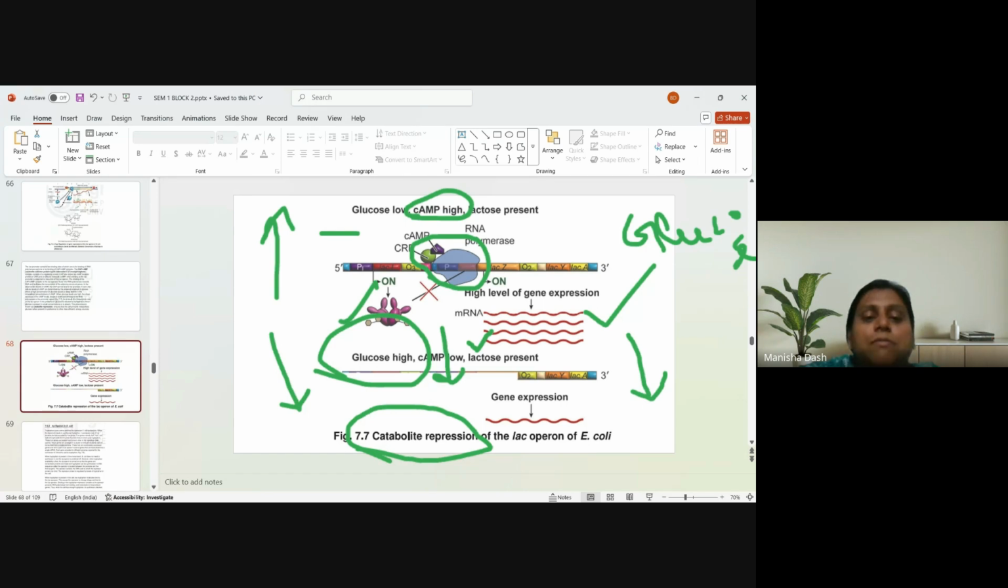So this kind of suppression of the lac operon is called catabolite repression. Okay. So where the glucose is actually suppressing the expression of the lac gene. So is there any question from anyone?